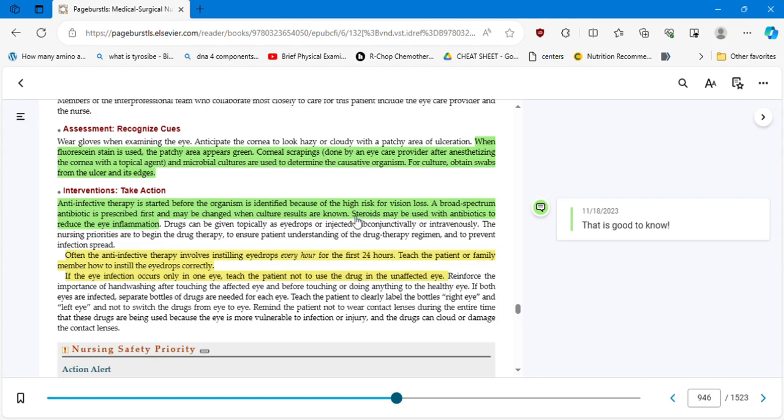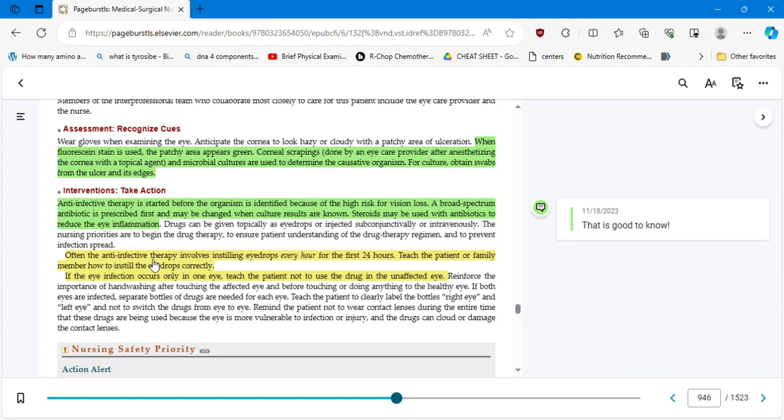So a broad spectrum antibiotic is going to be prescribed, and then based on the organism, they are going to correct that prescription, and it's going to be more specialized for that organism. Steroids may be used with antibiotics to reduce the eye inflammation, of course. All this information about the antibiotic and the steroids is good to know.